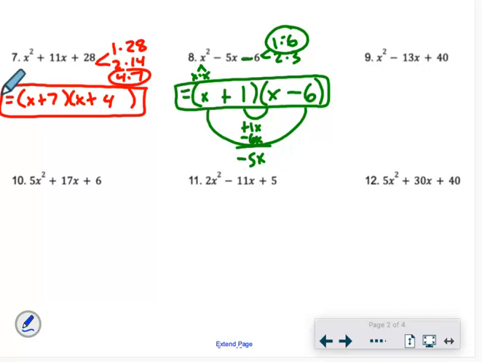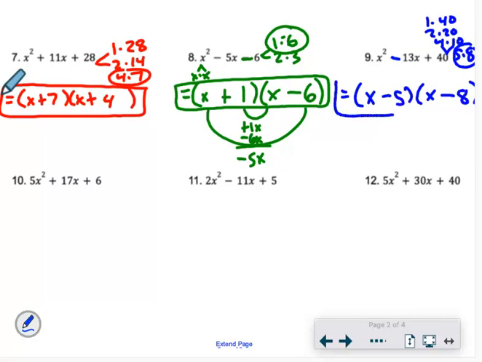All right, number 9, only the 13 is negative, so that brings us back to the minus type of answer. Only x's in the first spots, and then we can look at 40, and we can look for what makes 13, and that's going to be 5 times 8. So 5 and 8 in either order. Negative 5 times negative 8 is positive 40, and negative 5 plus negative 8 is negative 13.